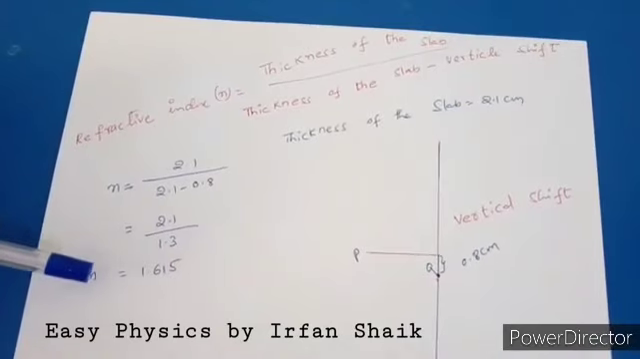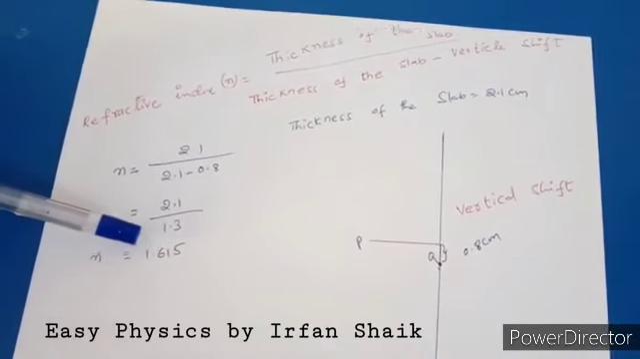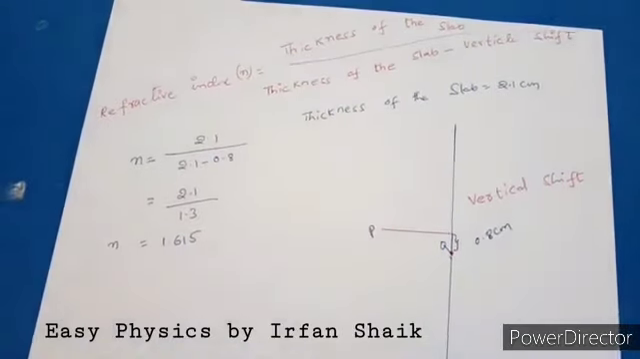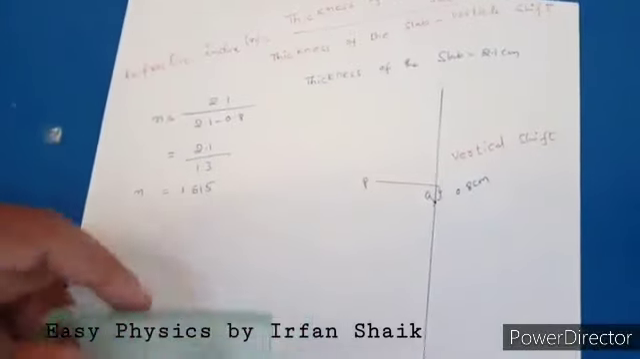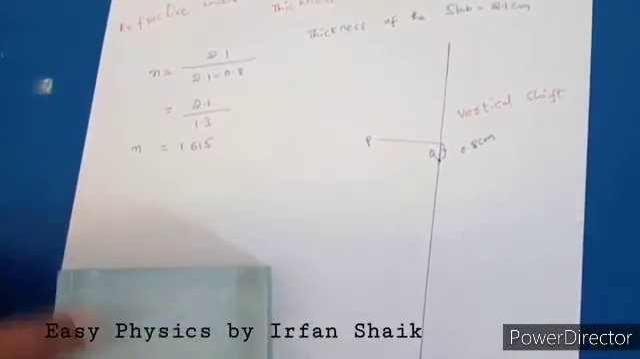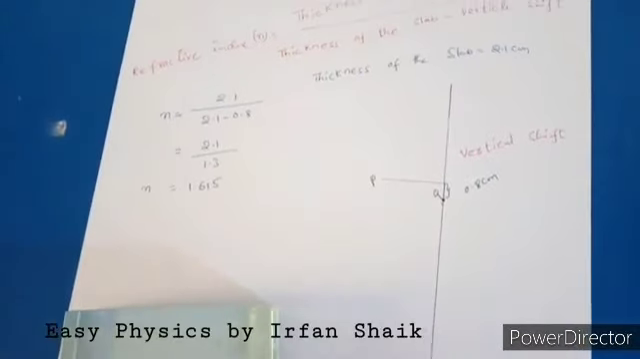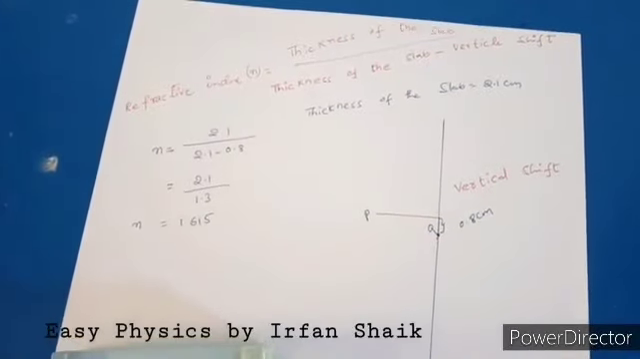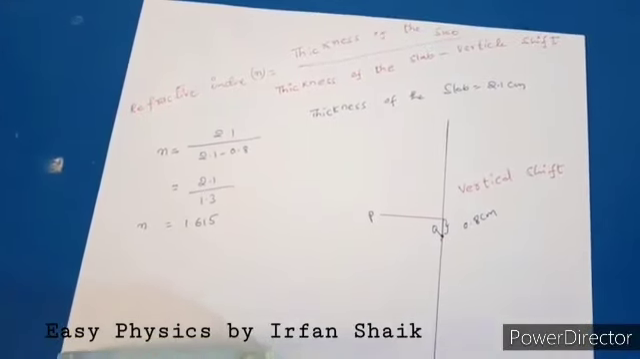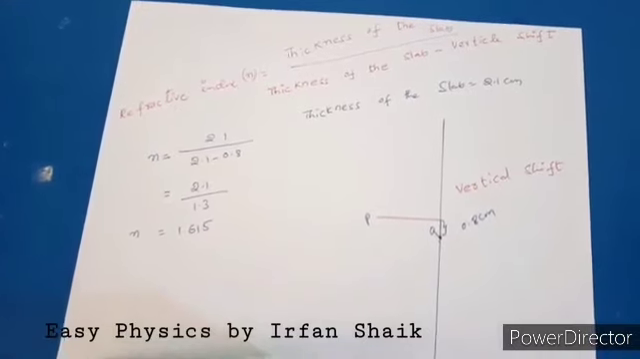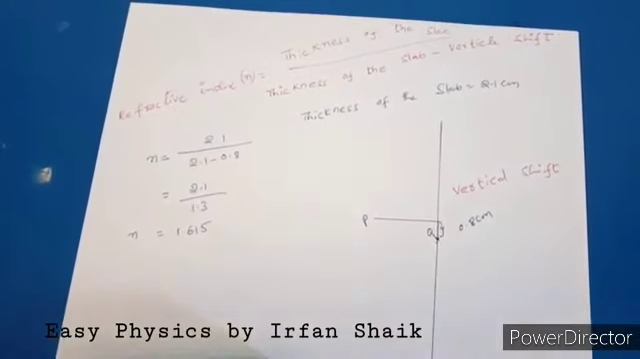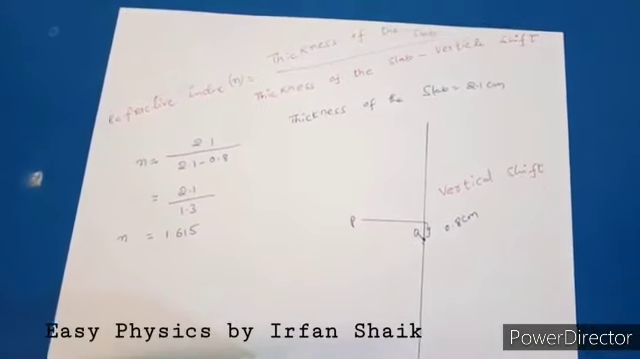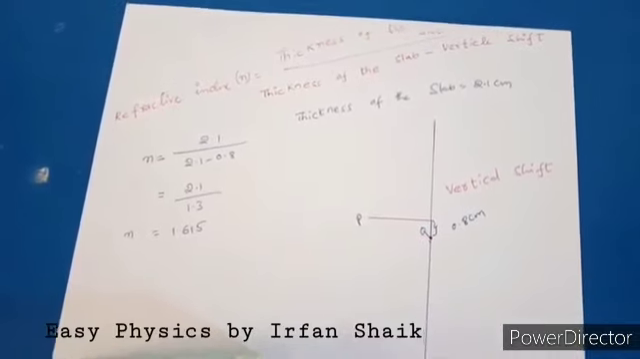By calculating, we get the refractive index n equals 1.615. So this is the refractive index of the given glass slab. There are no units for this because it is a constant value. Refractive index is the ratio between two same quantities. That's why it has no units. It was also discussed in the previous class. So like this, we have to find out the refractive index of an unknown object by finding its vertical shift.